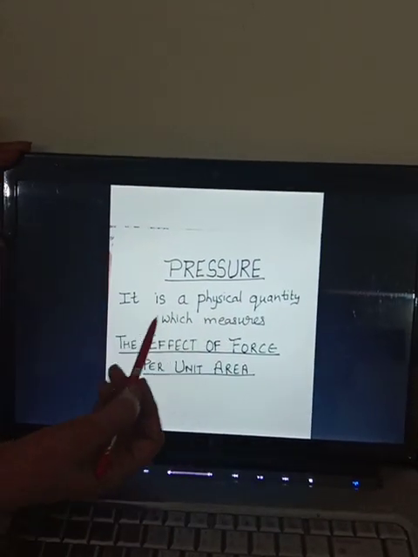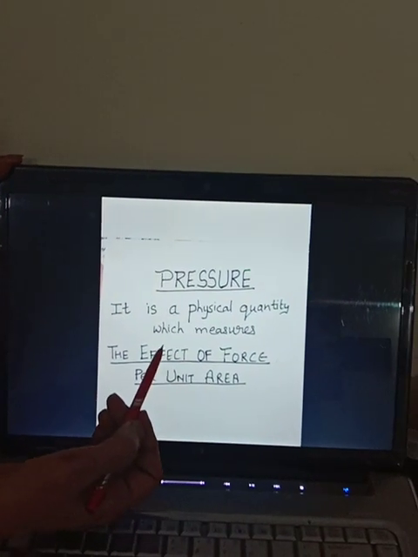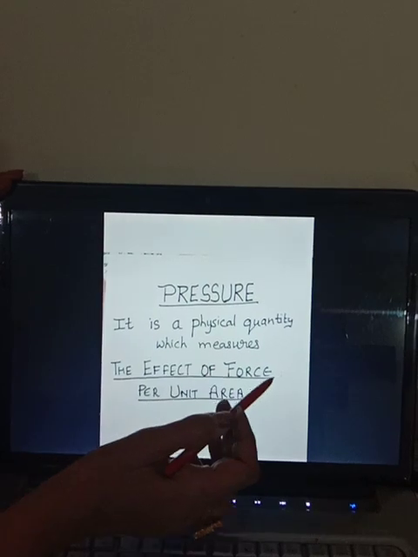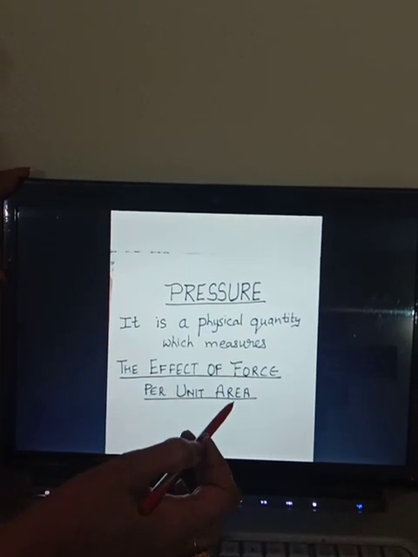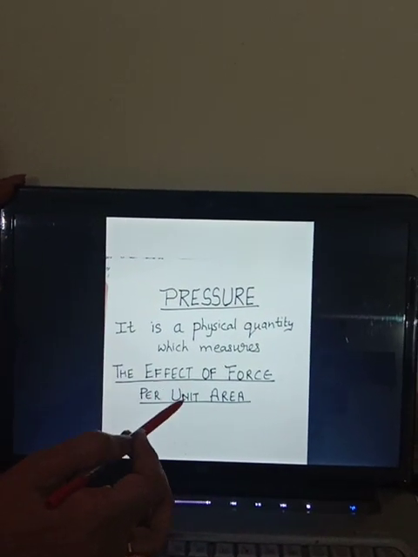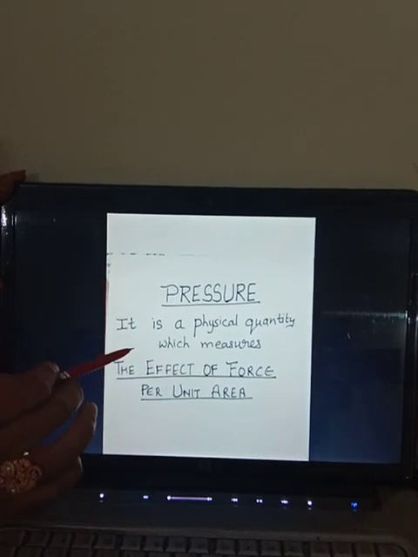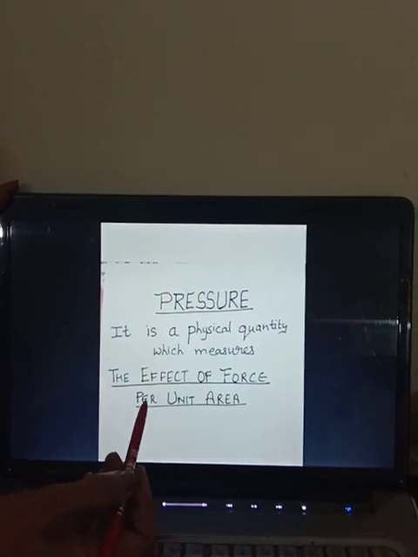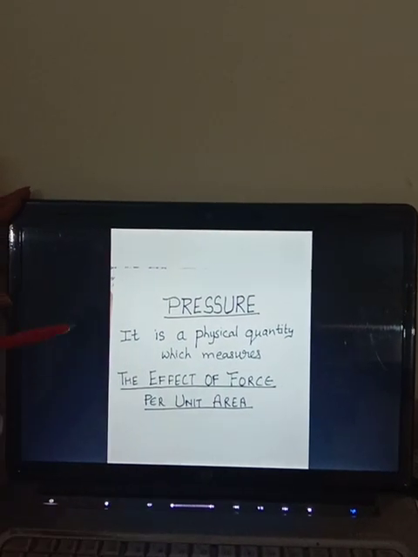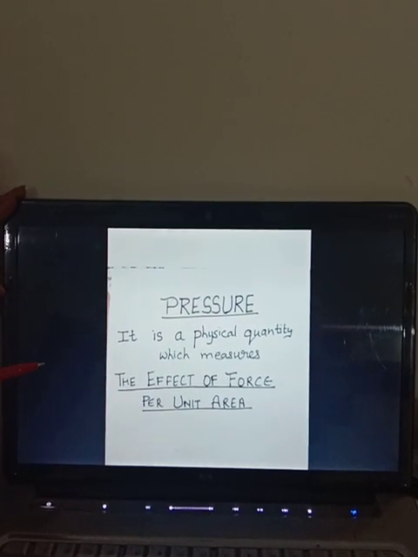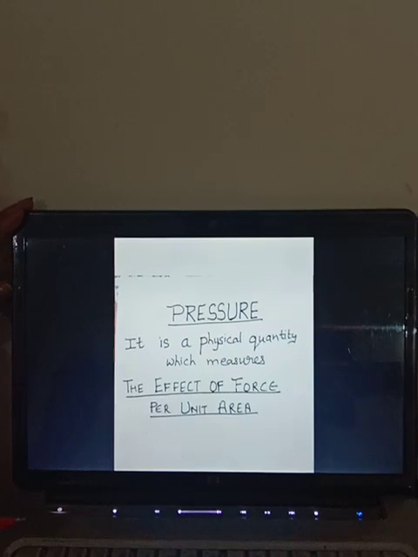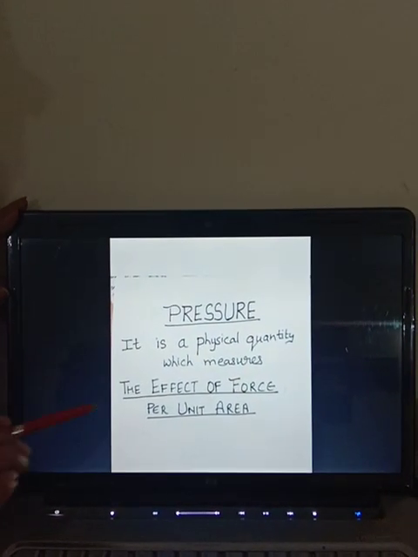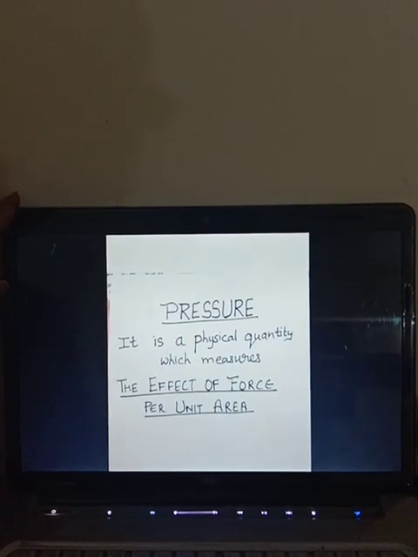Pressure is a physical quantity which measures the effect of force per unit area. We can also say force acting on a unit area is called pressure.